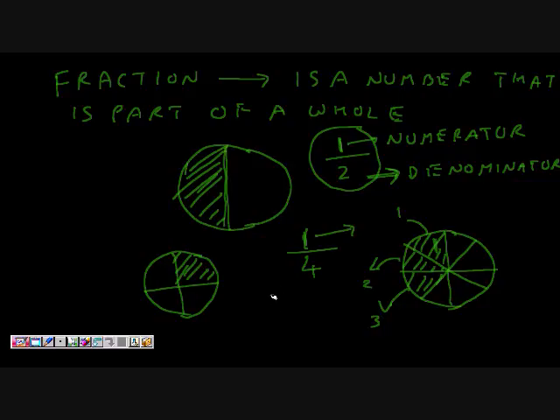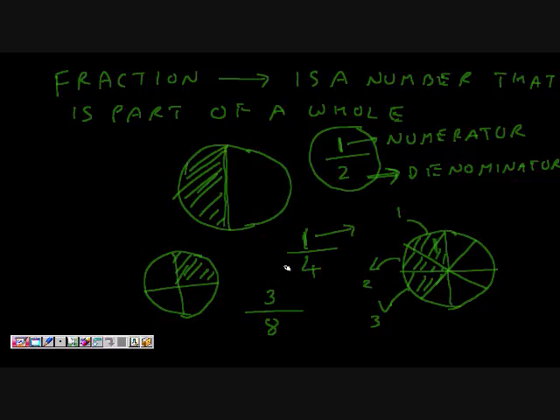So the numerator is the number of parts that you have, so that's 3, and the denominator is the number of parts that it is divided into. It's divided into 8 parts. So you have 3/8 of the pizza. That means that you have 3 pieces out of 8 pieces. Okay, so that's how you define a fraction. A fraction is a number that is a part of a whole.